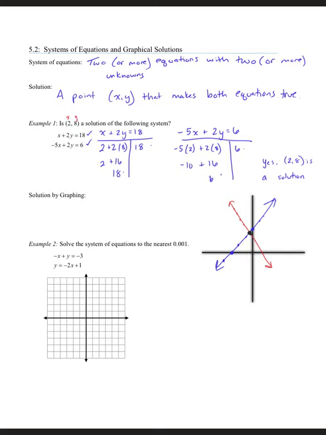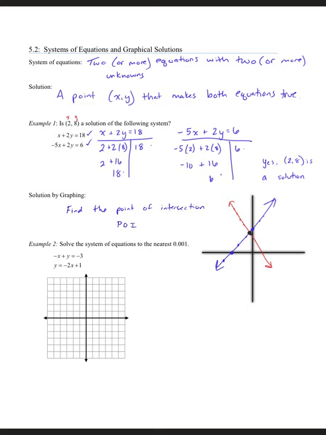And that's kind of what we're going to write here next. So solution by graphing is we want to find the point of intersection. Sometimes we call this the POI. This is where those lines are crossing. And that point where those lines cross is going to be the solution of the system.